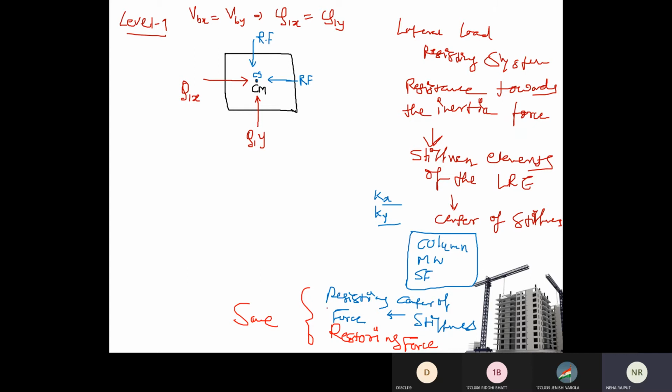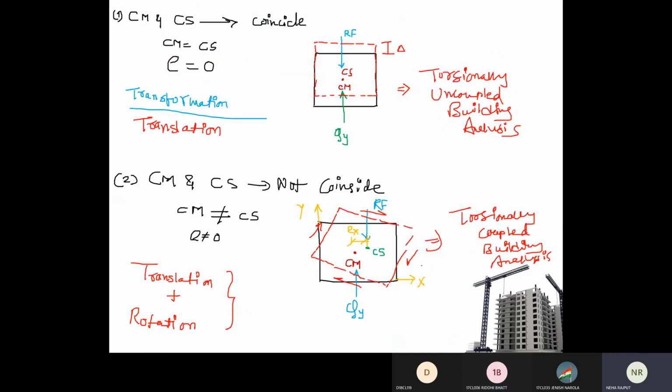I have also discussed that restoring force will be given by column, masonry wall or shear wall. Ultimately, this will be offered by the vertical element, right? So obviously, when this inertia force acts, the vertical member stiffness will oppose that, right? So the contribution will be provided by the vertical resisting element, which will give the resistance to the inertia force, right? So these two analyses we will perform: torsionally uncoupled and torsionally coupled building.